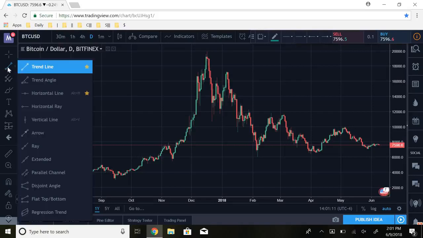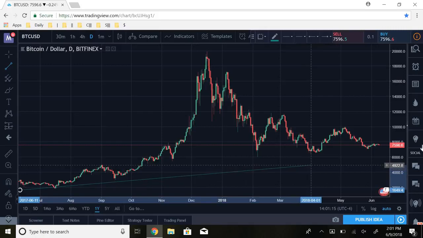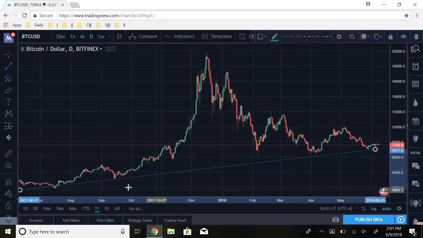Getting into these trend lines, you're just going to be looking for a long-term support. Trend lines are similar to support and resistance lines, but they are not horizontal most of the time. Trend lines will usually follow the price of the asset a lot closer than support and resistance lines do.